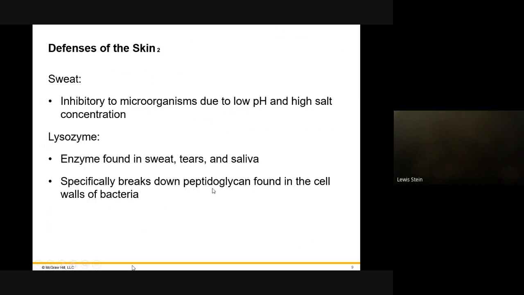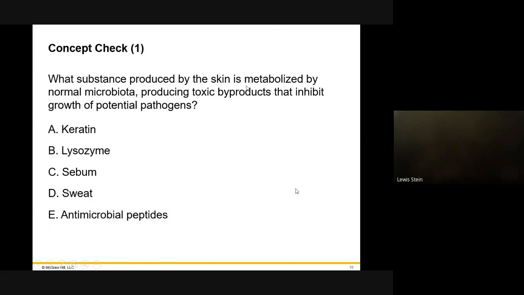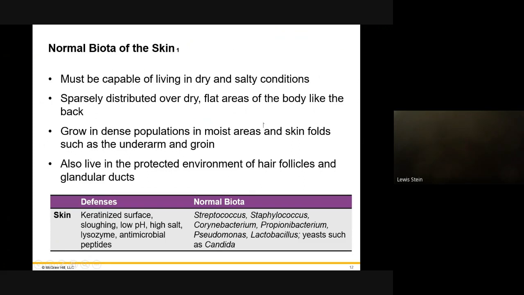Lysozyme is there, breaks down peptidoglycan. Don't care, don't care. So, capable of living in dry, salty conditions. Flat, dry areas, less so. Dense population, moist areas, as I said. Ducts and hair follicles. So here are your defenses here.